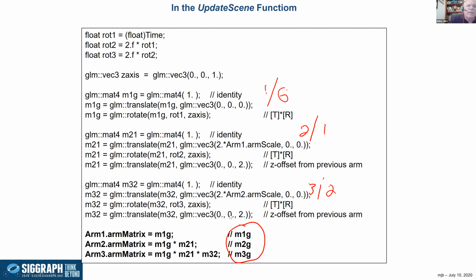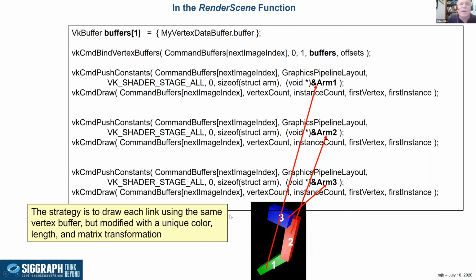So now we've got that. But here's the part I really liked is, all right, let's bind a drawing of a cube. Let's push constant over the parameters for arm 1, and let's draw the cube. Parameters for arm 2, draw the cube, parameters for arm 3, draw the cube. I really liked this. I just like the bap, bap, bap of it.